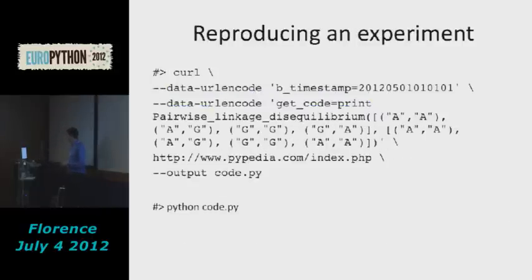So how does this work? This is a curl command. You can actually use wget for this. You URL encode your timestamp. This is the date, the most recent date before the time that you had the last edit. This is your code that generates your amazing results. You can actually place this code over here. And then you have to use pypedia.com/index.php, and your output will be in code.py. So this is the code that generates the pairwise linkage disequilibrium, whatever that is. And the researcher that wants to recreate just has to type python code.py and hopefully will get the same results that were used initially.